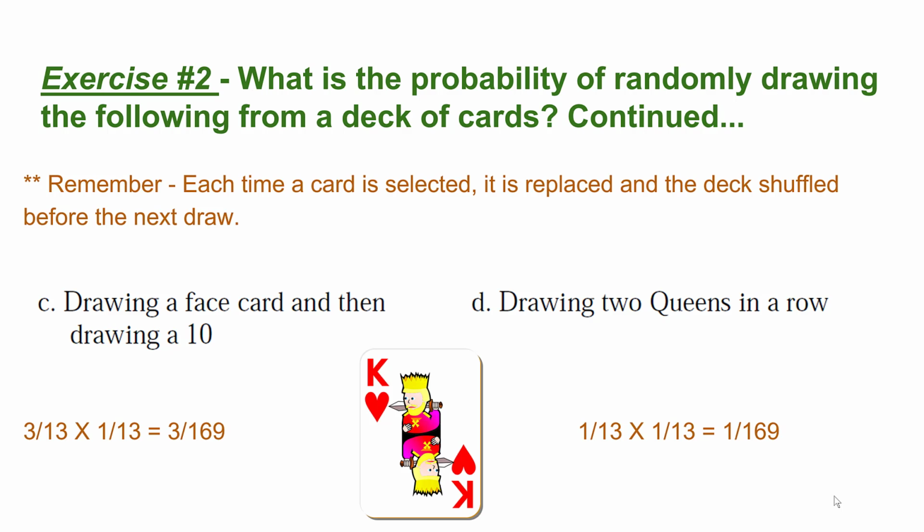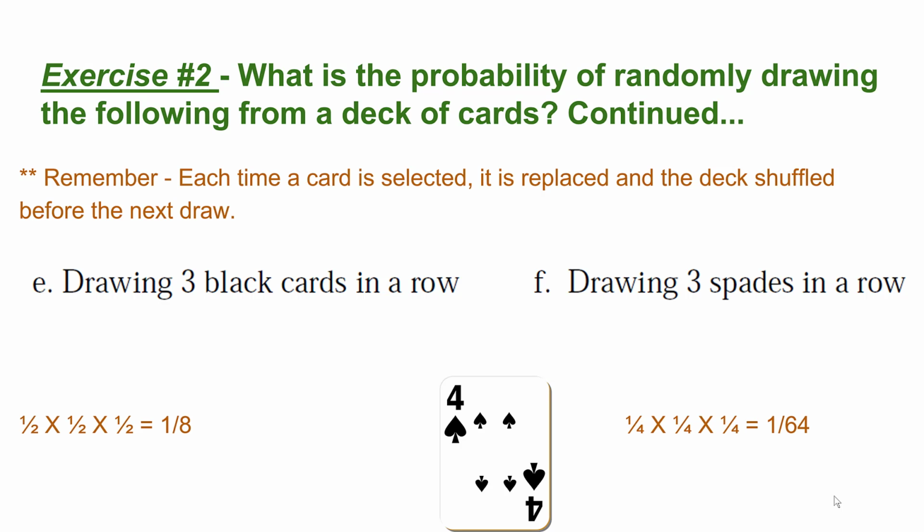Drawing 2 queens in a row. There will be 1 out of 169 because there's a 1 out of 13 chance of getting a queen and another 1 out of 13 chance of getting another queen. So you multiply them, you get 1 out of 169. And drawing 3 black cards in a row is going to be 1 out of 8 because half of the cards are black, and then another half. If you multiply them, equals 1 out of 8 because 1 times 1 times 1 is 1, 2 times 2 times 2 is 8. And drawing 3 spades in a row would equal 1 out of 64 because there's a quarter chance of getting a spade times a quarter chance of getting another spade, and a third spade is 1 out of 4, which equals 1 out of 64.